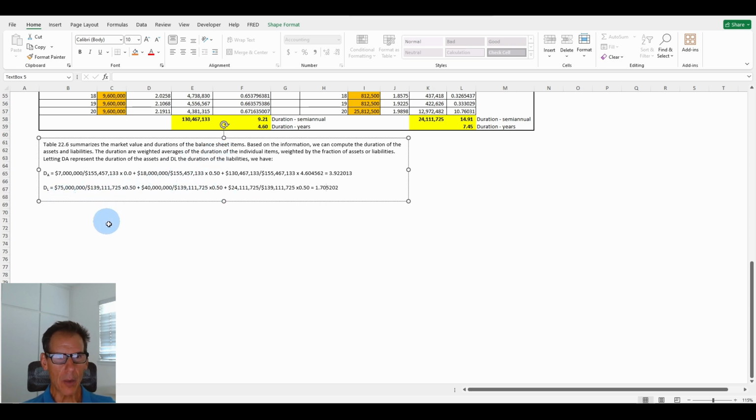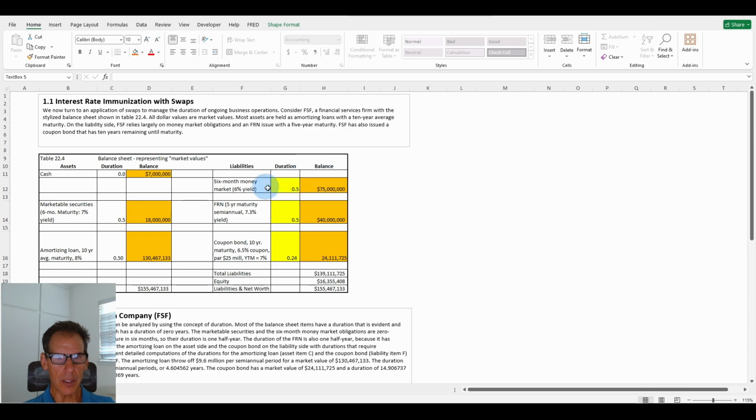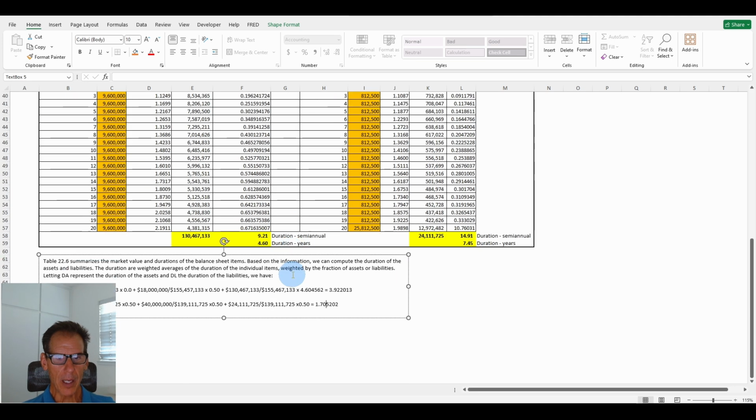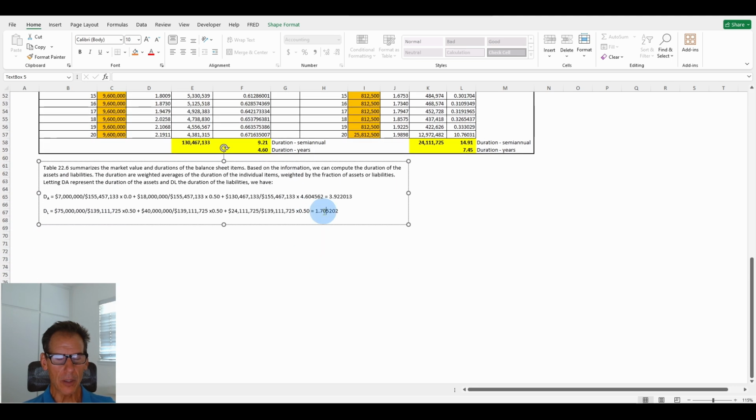So here, all we're doing is going back up here, using this duration information and computing the overall duration.